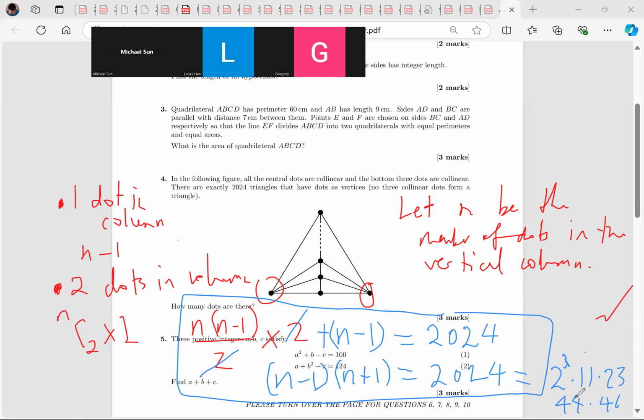Okay, so 44 is 4 times 11, and 46 is 2 times 23, yeah? So n minus 1 is 44 and n plus 1 is 46, right? And then the answer is n plus 2, so it's 47. But you should include your working. See, the off by 1 ones are the worst. You would have got 2 points, yeah.